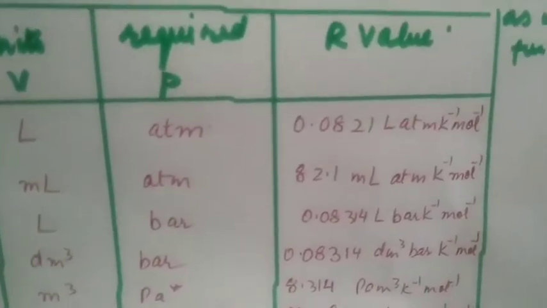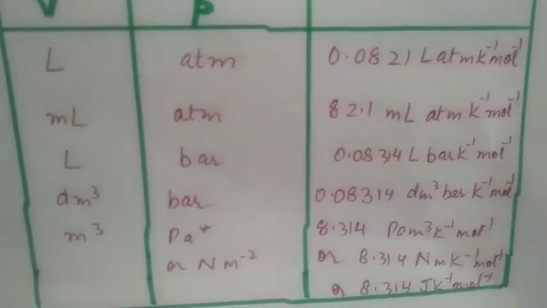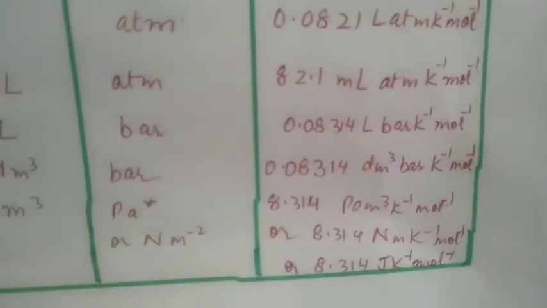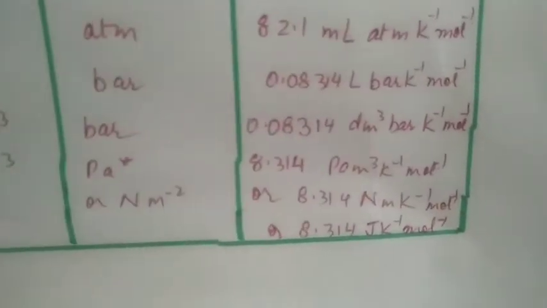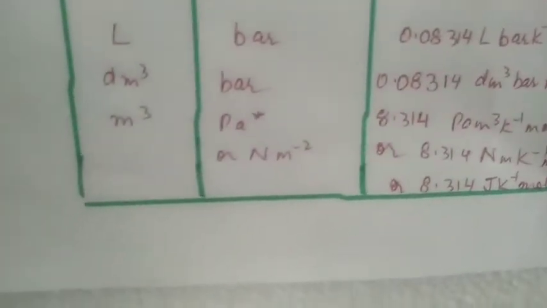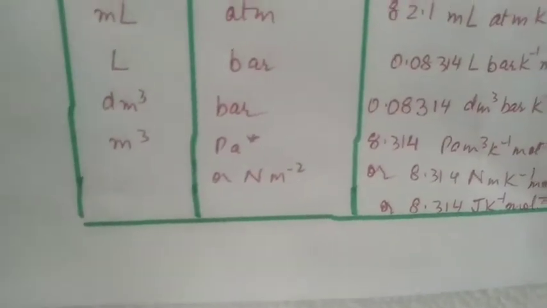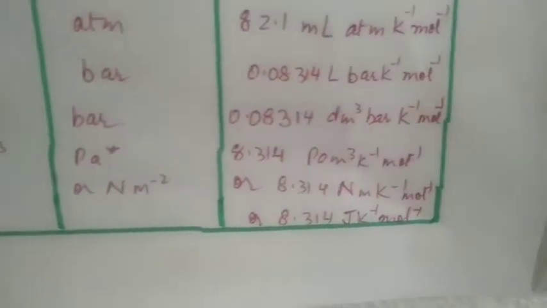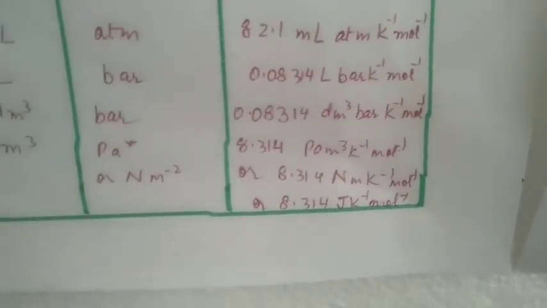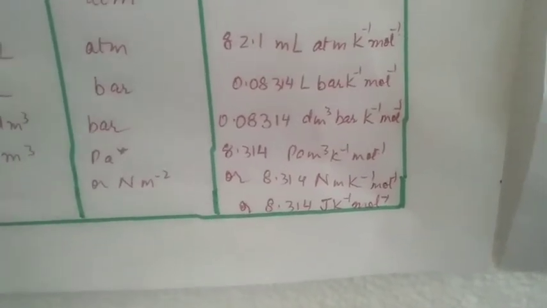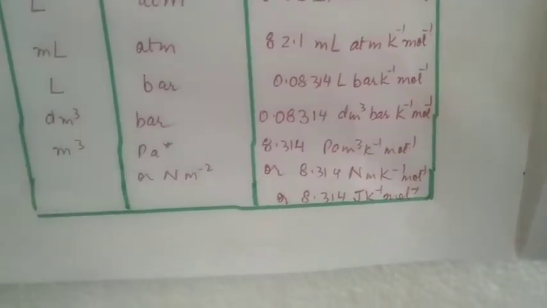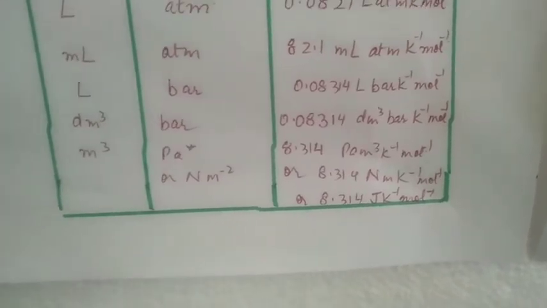So just learn this table. For pressure in bar and volume in liter, you have this 0.08314. Pressure in bar and volume in decimeter cube, 0.08314, same. Pressure in pascals or Newton per meter square and volume in meter cube, then you take 8.314 Newton meter Kelvin inverse mole inverse, or joule Kelvin inverse mole inverse, 8.314.